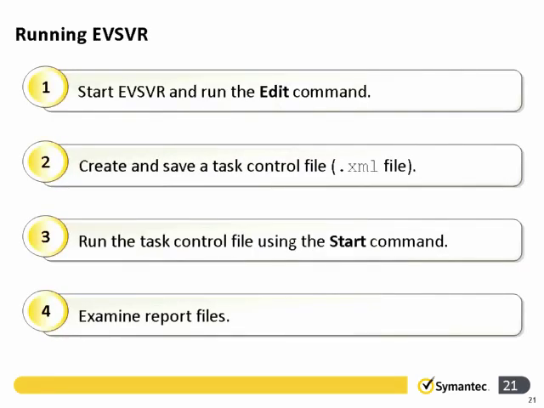The basic steps for running the Enterprise Vault Storage Verify and Repair tool are: you start it from the command line. When you start it from the command line, it'll open up a command prompt, and then from that command prompt you type in edit. That's the actual command that starts the process. You will then create and save a task control file, and this task control file is just an XML file based upon what you're trying to accomplish. You will then run the task control file using the start command. Once it's done, you will then examine the reports that are created based upon what you have run in the Enterprise Vault Storage Verify and Repair tool.